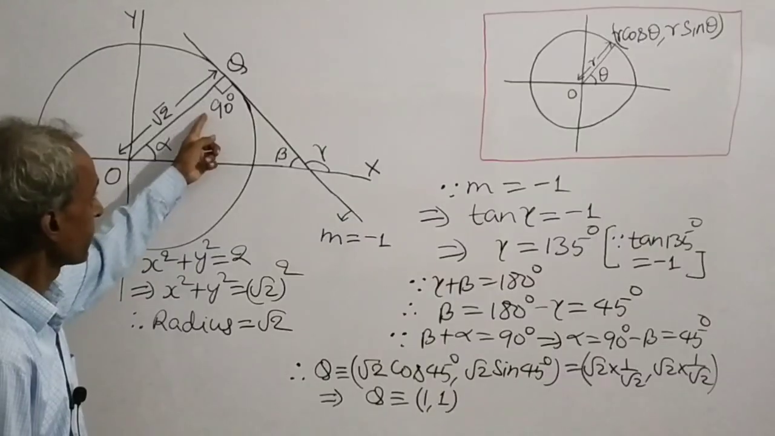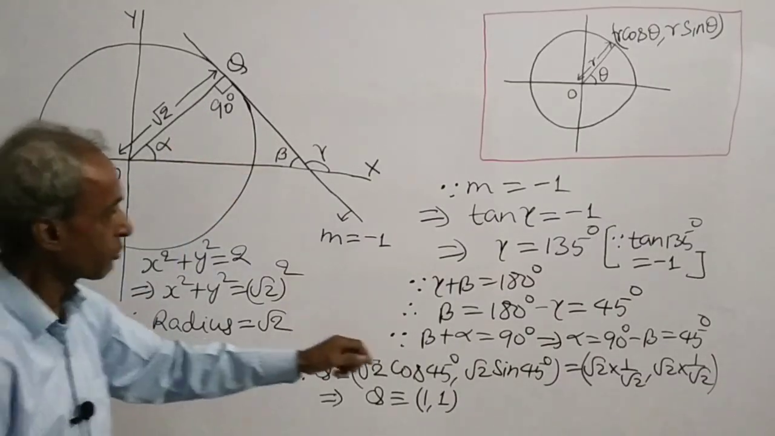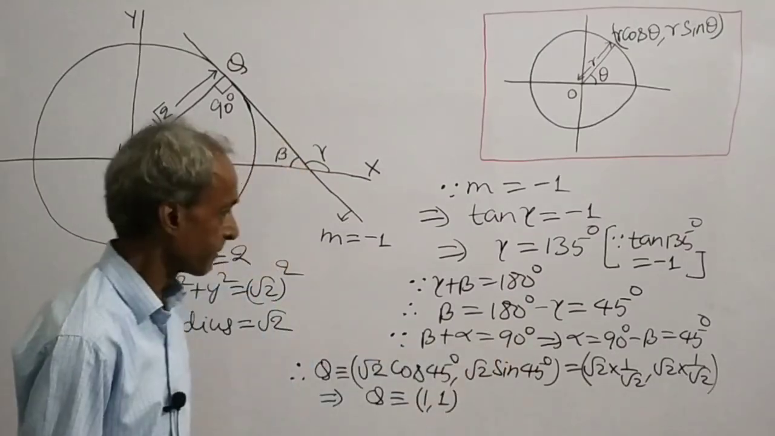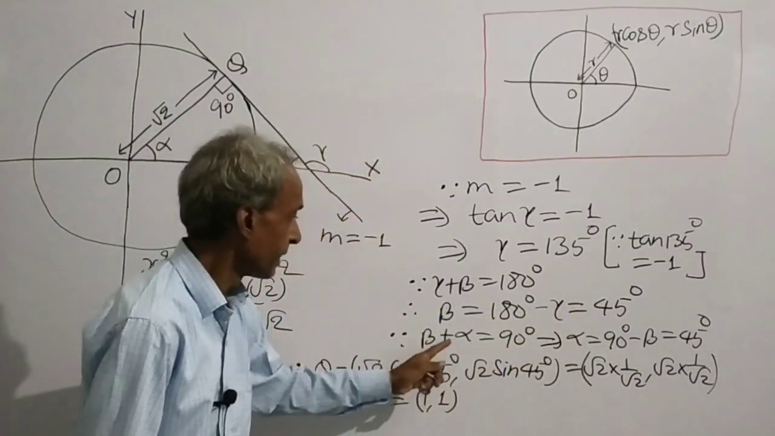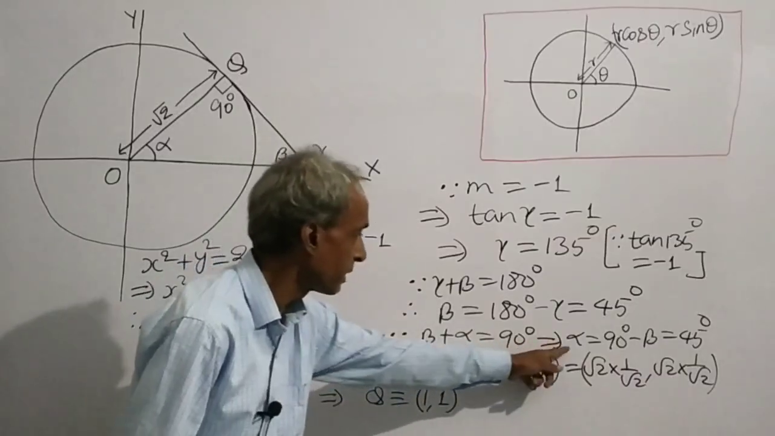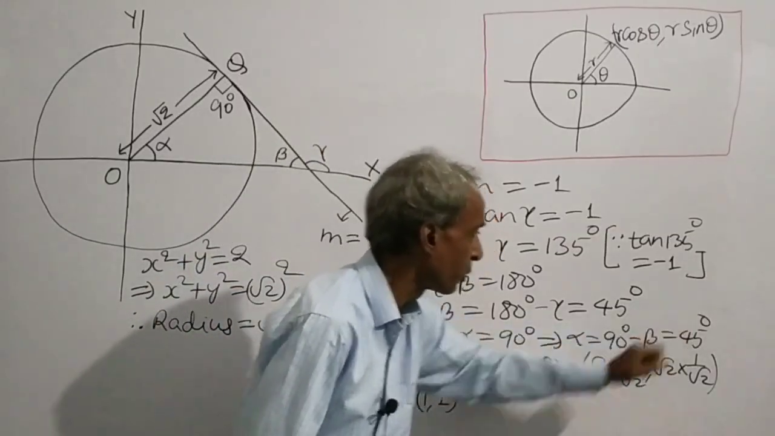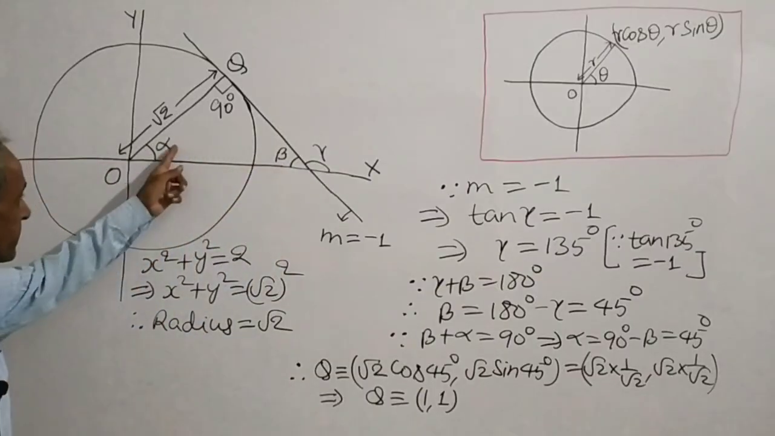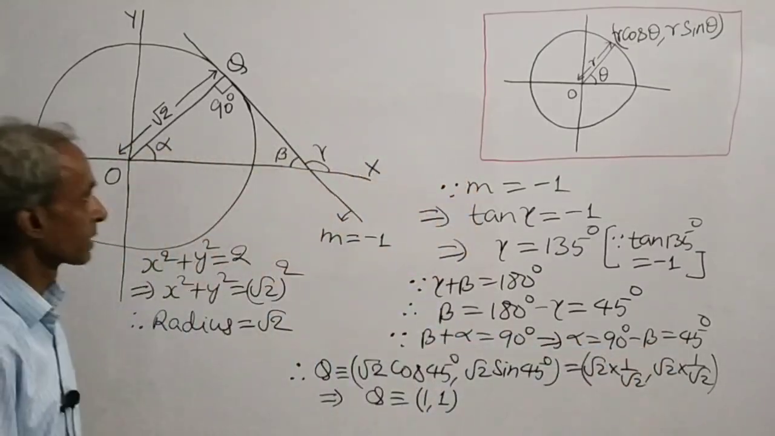Since this angle is 90 degree, therefore alpha plus beta will be equal to 90 degree. But beta is 45 degree. Therefore alpha will be equal to 90 minus 45, that is equal to 45 degree. This alpha is 45 degree.